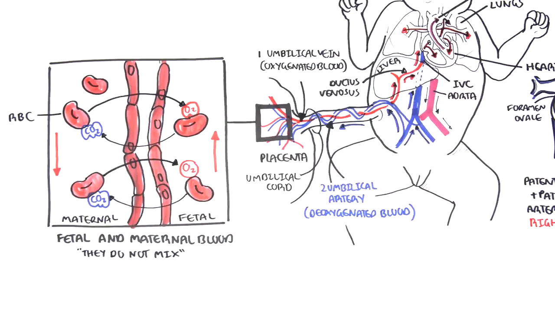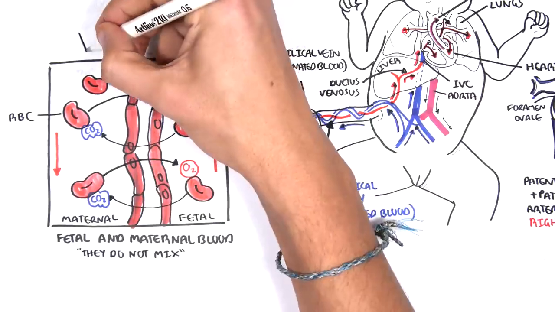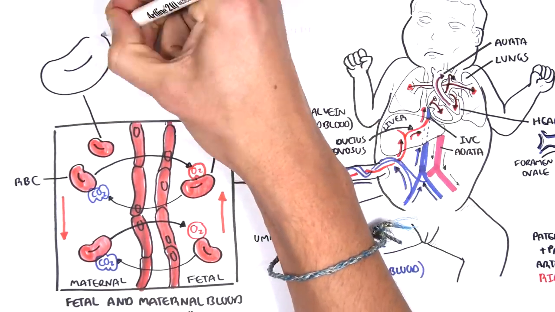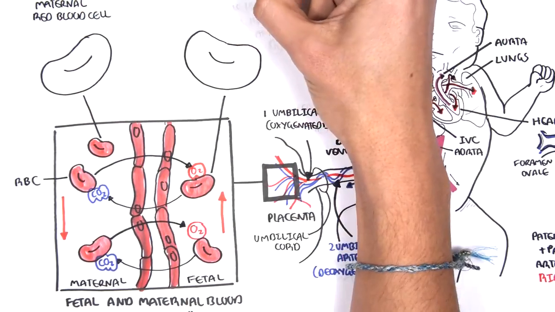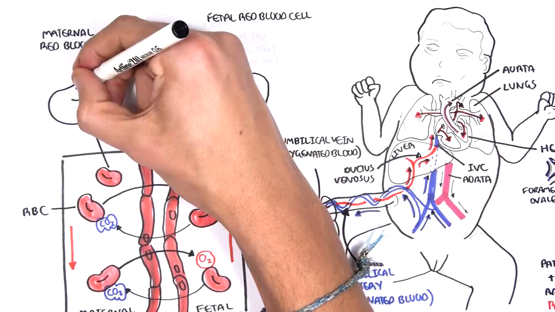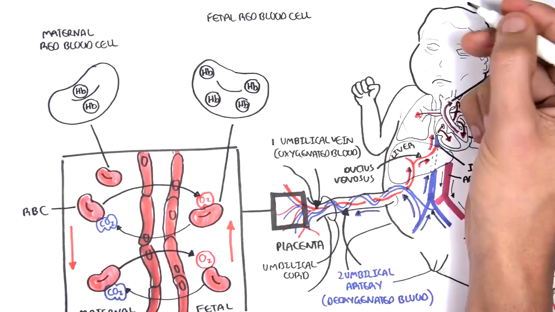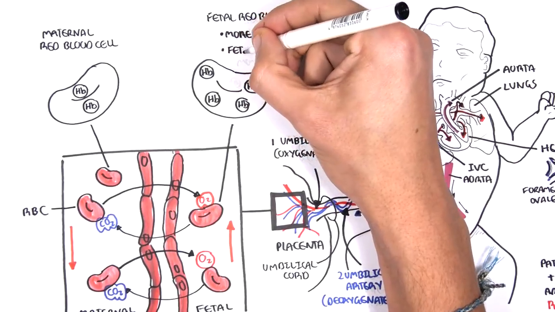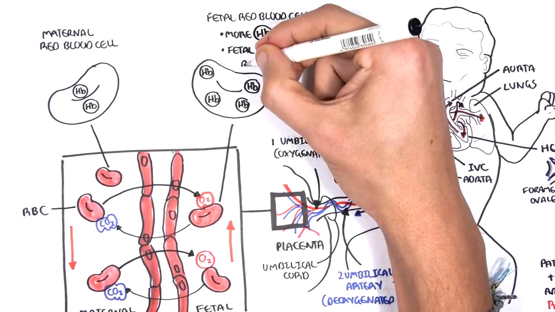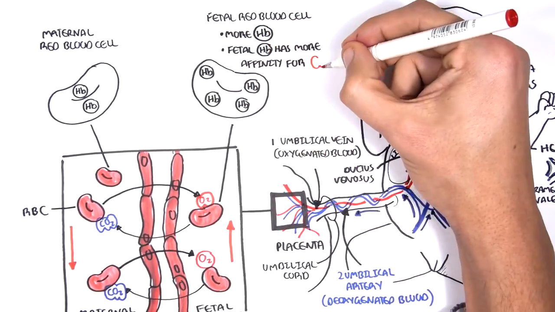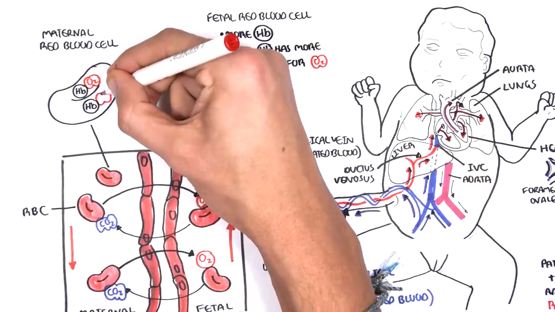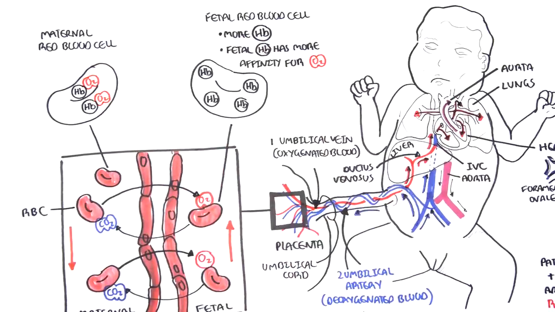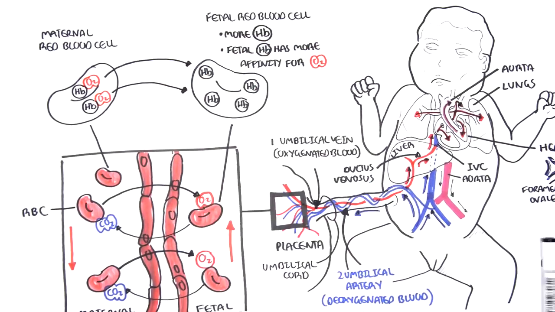But how is this possible? Why is the mom giving oxygen to the fetus? Well, it's because the maternal red blood cell and the fetal red blood cell are actually very different. You see, the maternal red blood cell, like the fetal red blood cell, contains hemoglobin molecules, the molecules that actually carry the oxygen. But in the fetal red blood cells, there are actually more hemoglobin molecules, and the fetal hemoglobin has more affinity for oxygen. And this has to do with the genes that are active early on in the fetus.